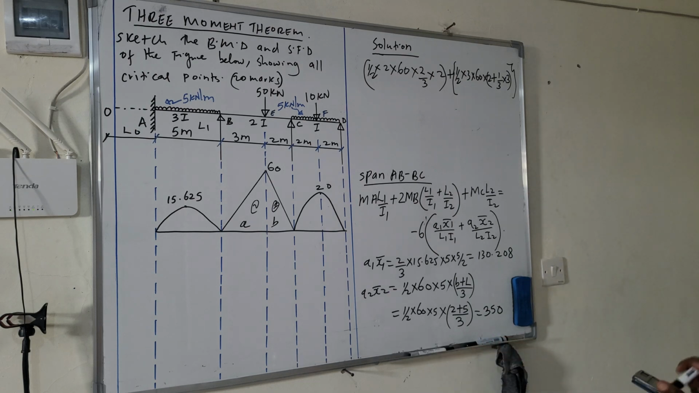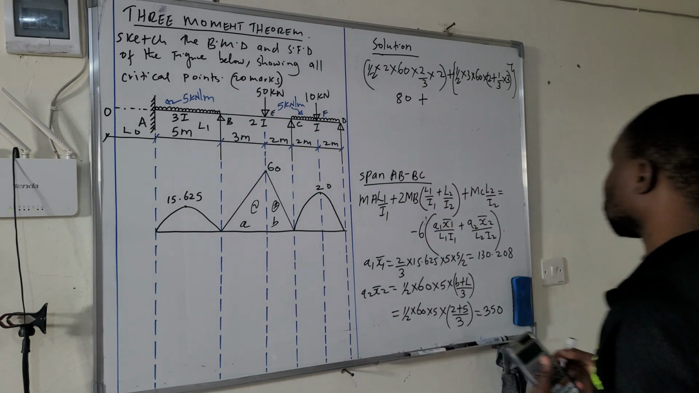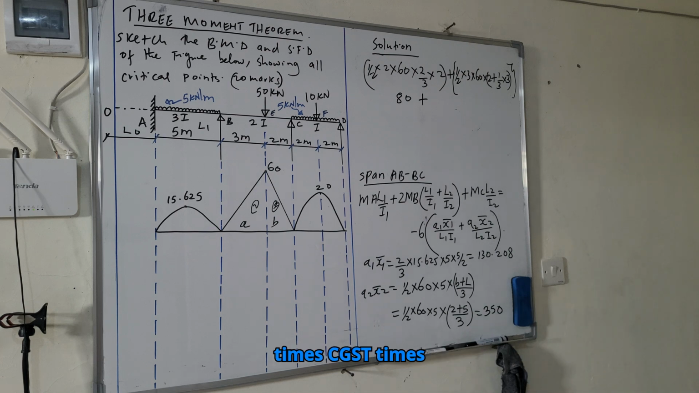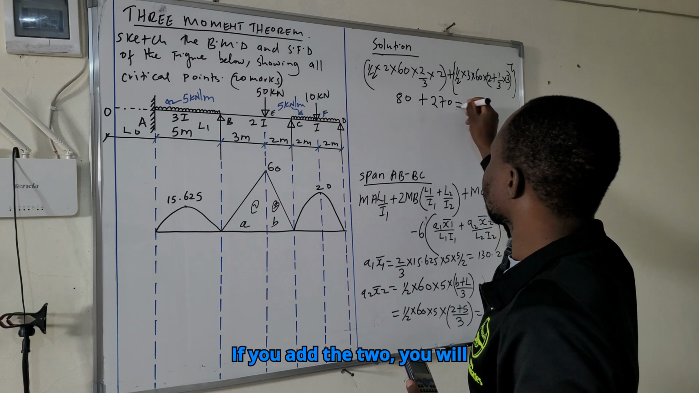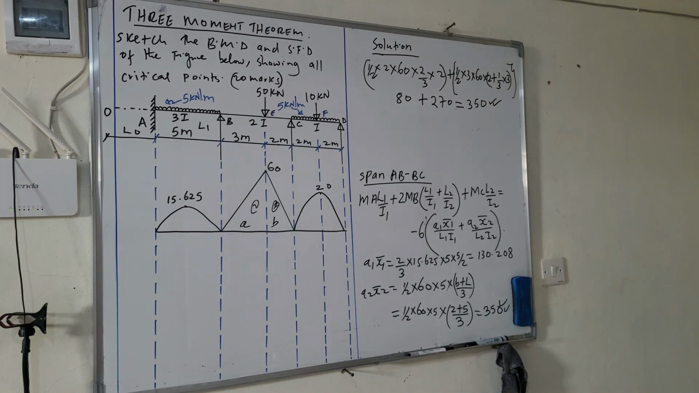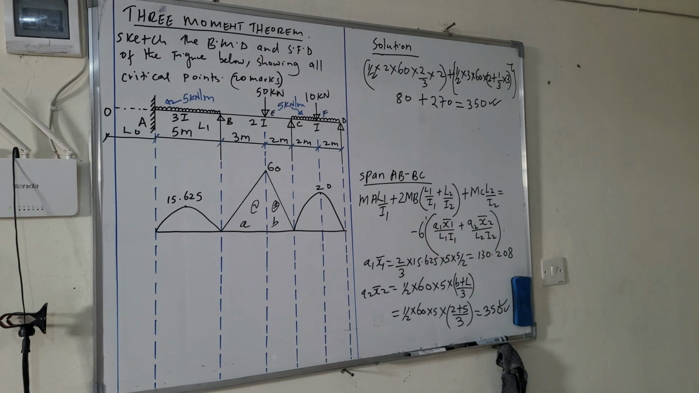Then you punch your calculator. So a half, which is 0.5 times 2 times 60 times 2 over 3 times 2. So this is 80 plus here 1, here 1. So 1 times 1 is 1 plus 2, that is 3. So you have 3 times 60 times 3 times 0.5. That is 270. If you add the 2, you will get 350. So the answer is the same. So for you, you have to choose a method that will save your time. So after doing so, we will now insert the known values into the formula so that we may have our second equation.